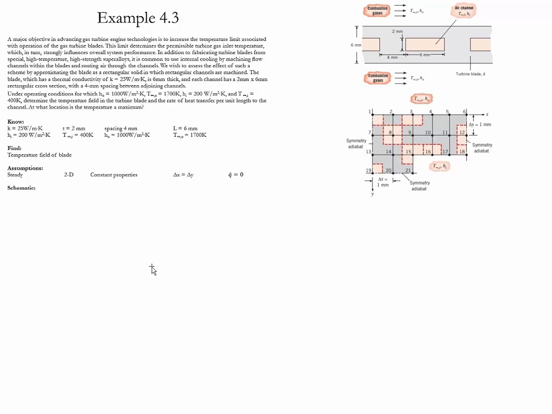Example 4.3. In this example, we have a turbine blade which is exposed to combusting gases at the top and at the bottom of the blade. The blade also has air channels within the blade. Notice that we have convection taking place at the top and at the bottom of the blade, and we also have convection taking place in the inside where it has contact with the air channel. The task that we have is to determine the temperature distribution inside of this blade.